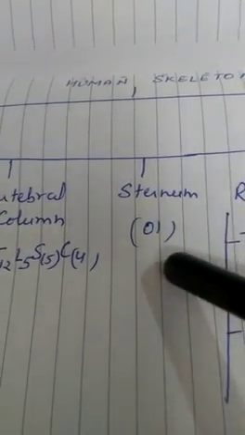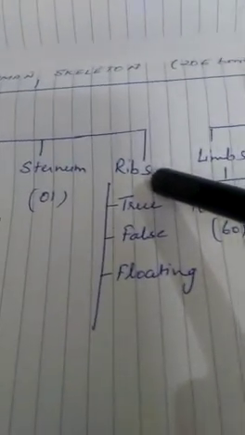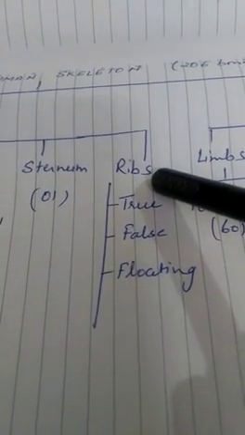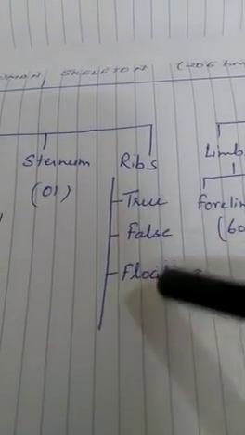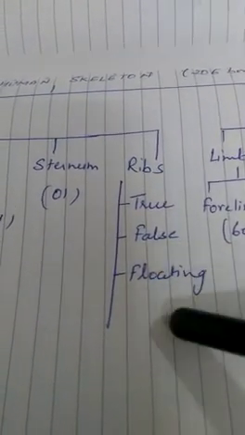Then comes your sternum. It is the breastbone. It is 1 in number. After that, ribs. There are 12 pair of ribs that form the rib cage. Ribs can be classified into 3 categories: true ribs, false ribs, and floating ribs.